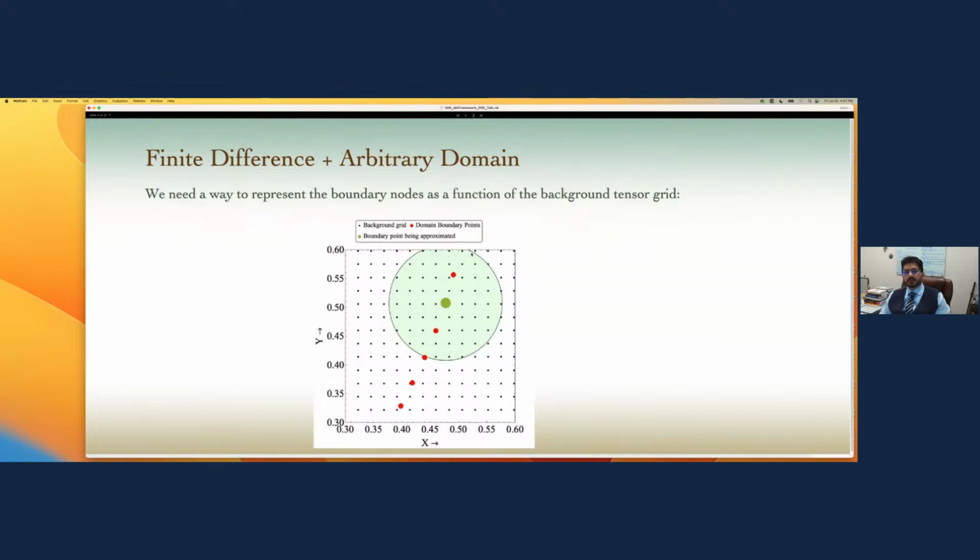Once we have that, we are left with the critical part. This is, in my opinion, the missing link that ties it all together, which is that we have these points from our arbitrary domain that are sitting inside this structured rectangular grid. And the question is, how do we account for these boundary points so that the appropriate boundary conditions at those nodes are evaluated correctly? And the way I decided to approach this was to use mesh-free methods.